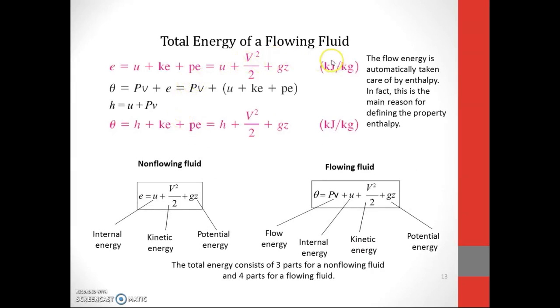Total energy of a flowing fluid. We have specific energy equal to specific internal energy plus kinetic energy plus potential energy. Everything is over the mass, remember. Therefore, it equals specific internal energy plus V squared over 2, and this is already over the mass. Therefore, the mass has been eliminated, and we have gz, or gh, instead of mgz. Everything is over the mass, so we don't have mass here. This is the equation that we can apply.